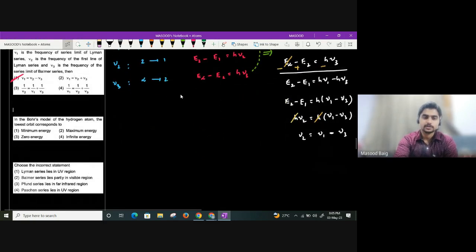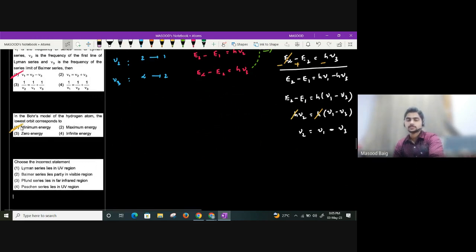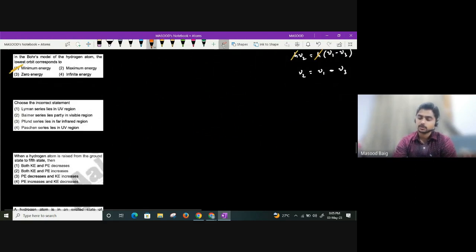In Bohr's model of the hydrogen atom, the lowest orbit corresponds to minimum energy, minus 13.6 eV. Now choose the incorrect statement. Always remember a very simple logic: they will ask you Lyman, Balmer, Paschen; in physics we have these three only. Brackett and Pfund they will not ask. So Lyman lies in the UV region, Balmer lies in visible, Paschen lies in IR.